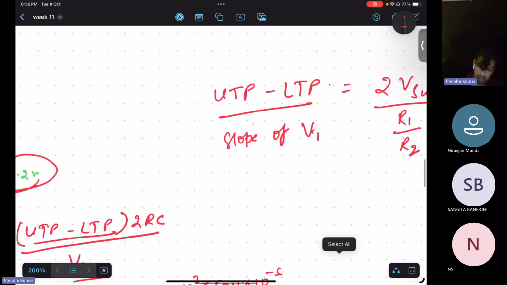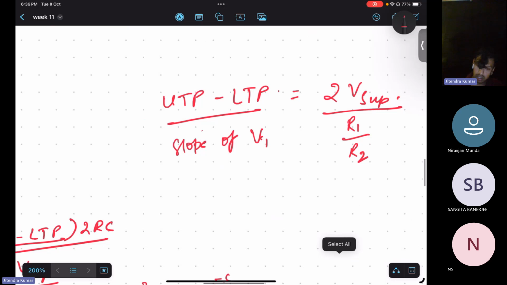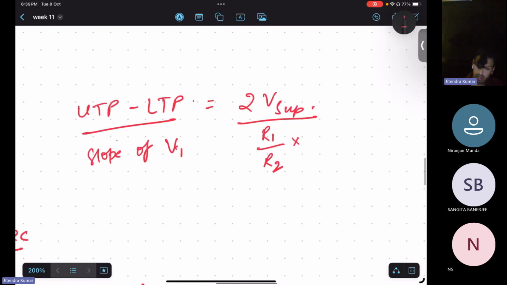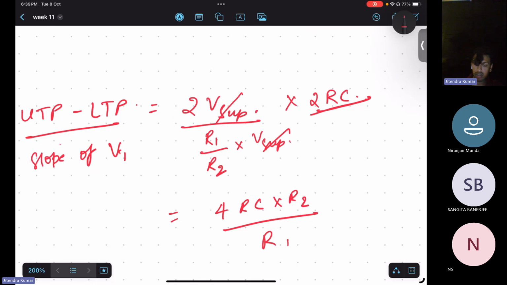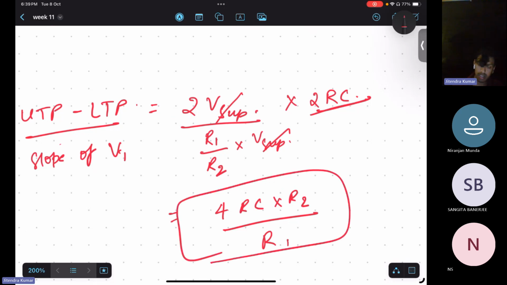So into V supply, and into 2R. Okay, now if you cancel it and calculate, so 4 into R into C into R2 divided by R1. So this is the expression. If you directly plug in all those values, you will directly get your result.